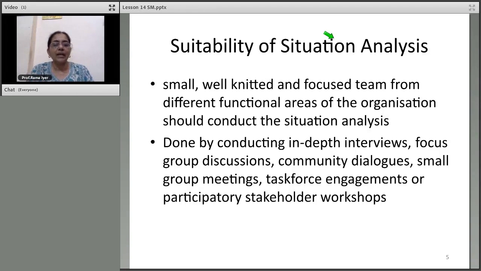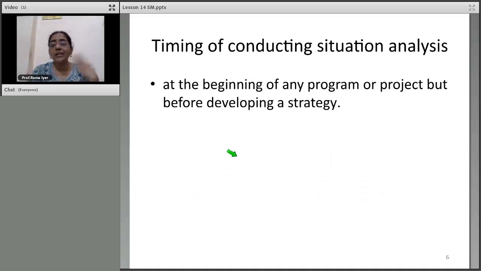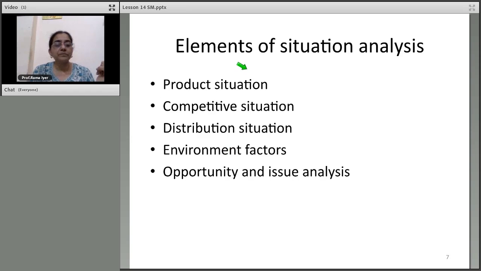And they will look at how to go about collecting data. And the team members will also consider which stakeholders they will deal with. Then the service providers, policy makers, the whole gamut of people, isn't it? How will you go about doing it? It will be done by conducting in-depth interviews, group discussion, different methods for different kinds of stakeholders, including stakeholders workshops. When will you conduct? At the beginning of any program or project. Before developing strategy, you need this in place. That is what they are saying.